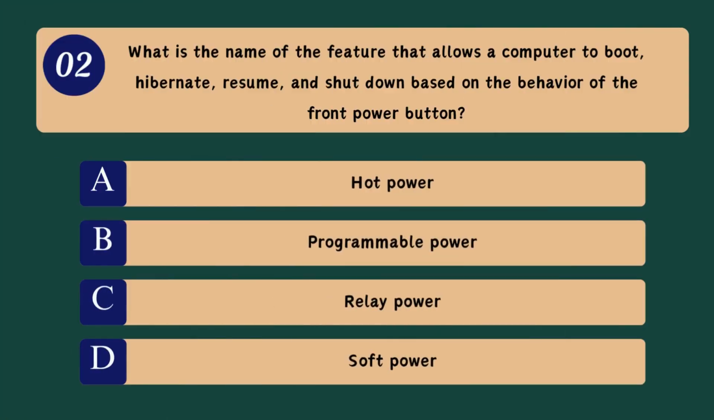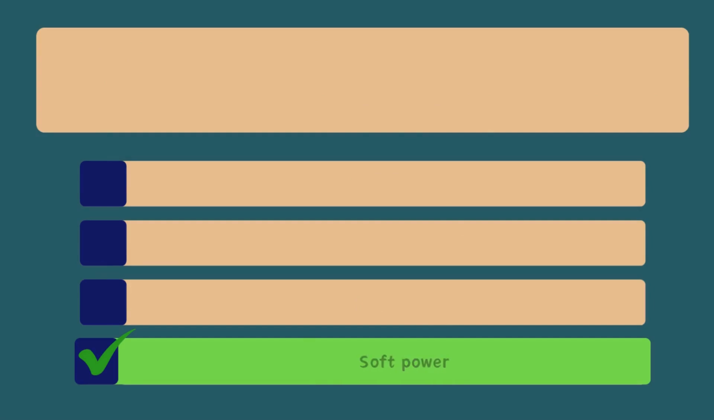Question 2. What is the name of the feature that allows a computer to boot, hibernate, resume, and shut down based on the behavior of the front power button? A. Hot power. B. Programmable power. C. Relay power. D. Soft power. Correct answer. D. Soft power.